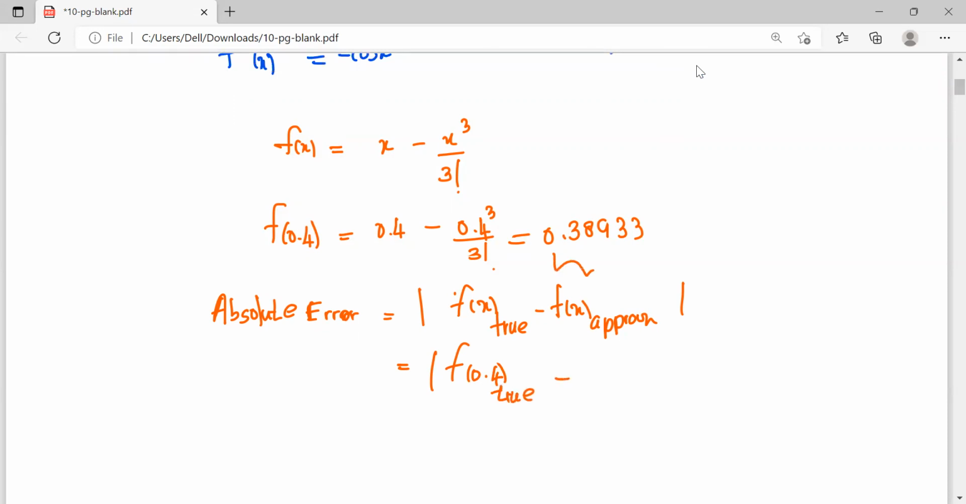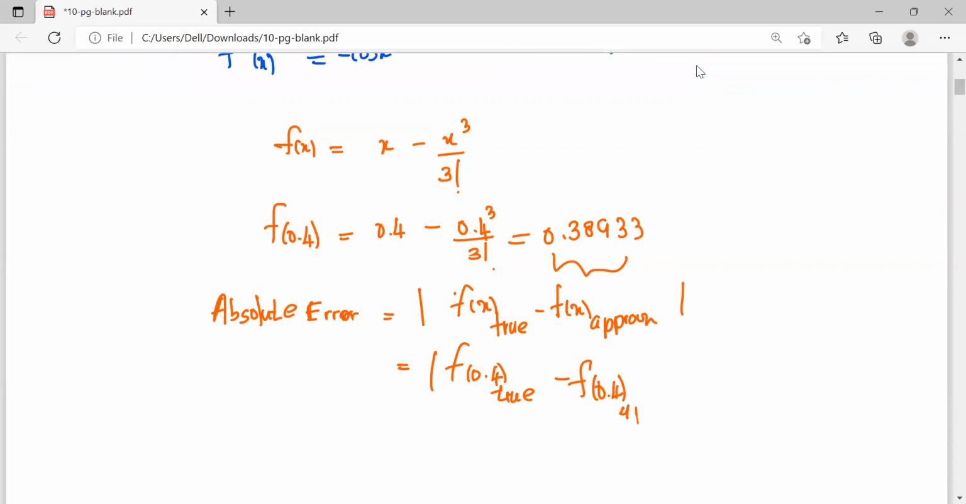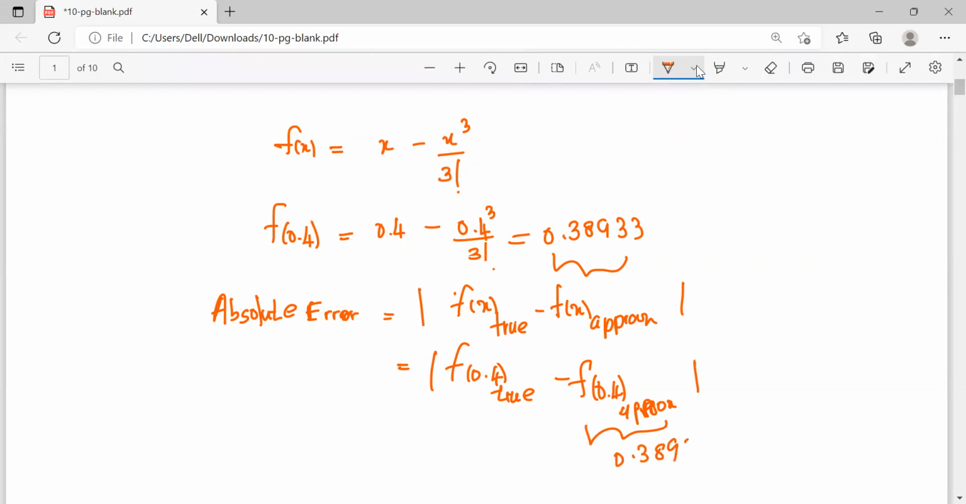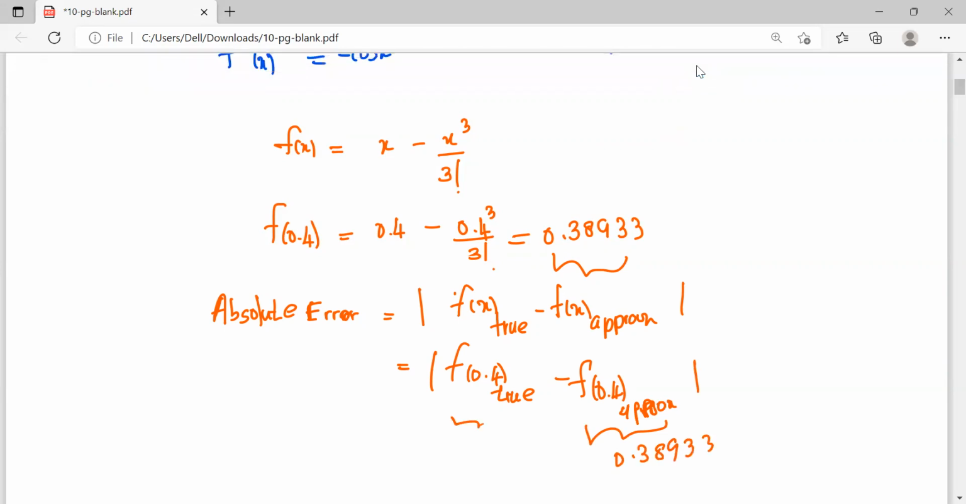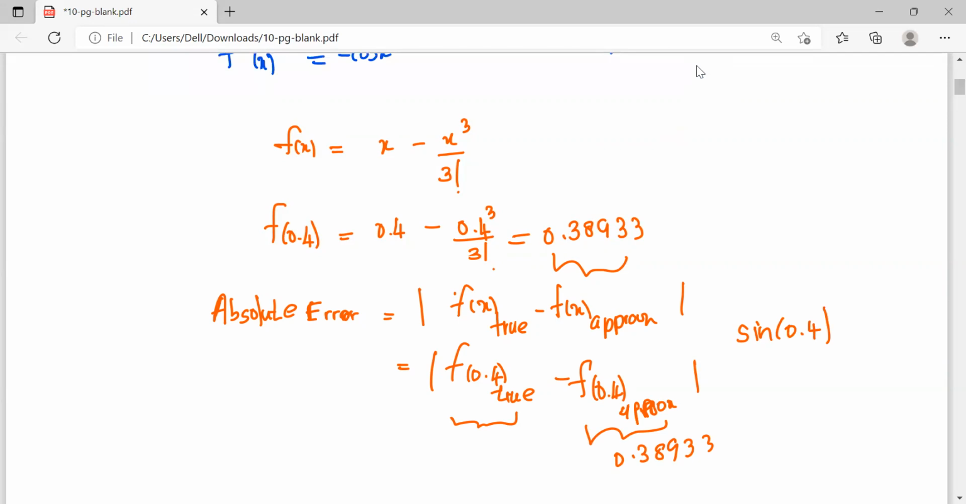So we need to find out the true value. Here we have already found out the approximated value for 0.4 using the third order Taylor polynomial. Now we know the value for this one, it's going to be 0.38933. Then how are we going to find this one? For this one, you can directly substitute 0.4 into the sine, and you need to figure out the answer using a calculator. So now I'm going to do that.